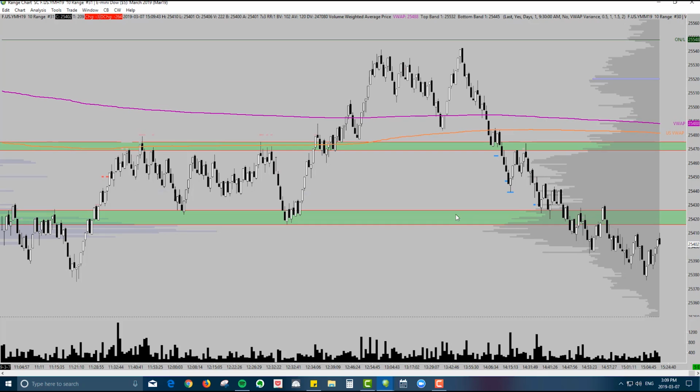So I hope you guys enjoyed that little intro to the range bar charts, how they're formed, how they're calculated, some of the benefits behind using them, and this quick example of how to identify support and resistance using the range bar charts.